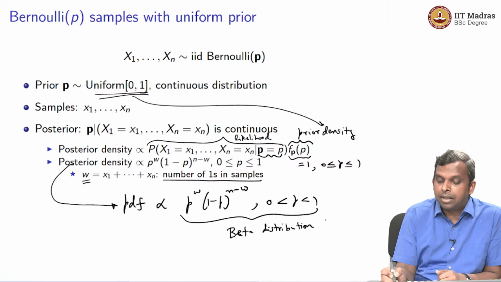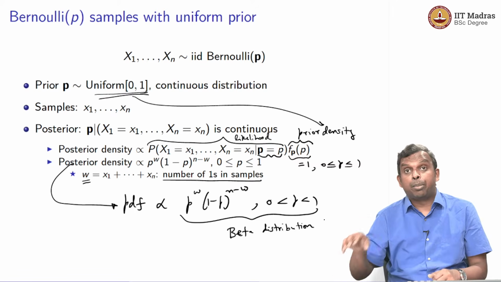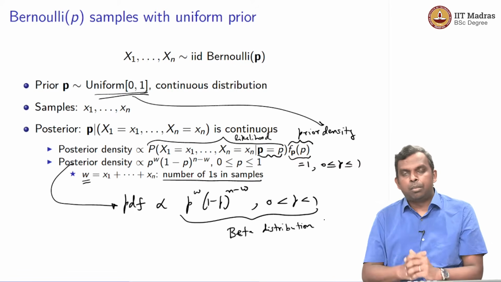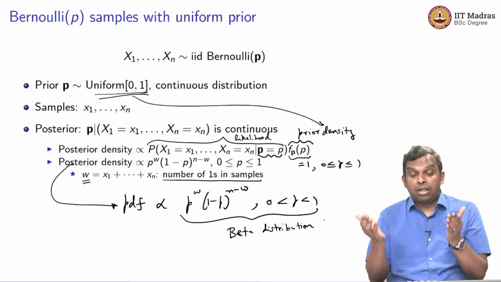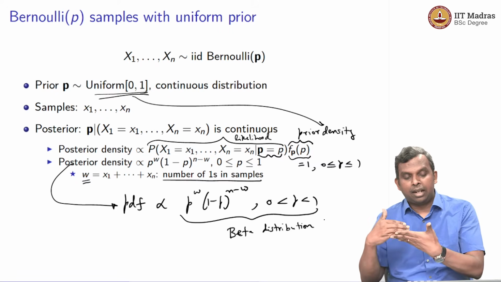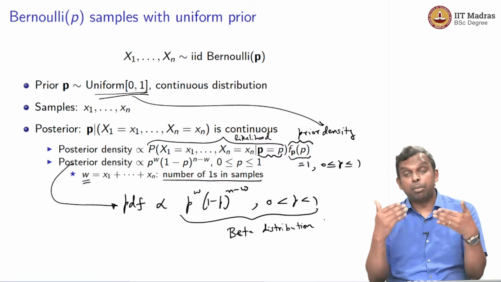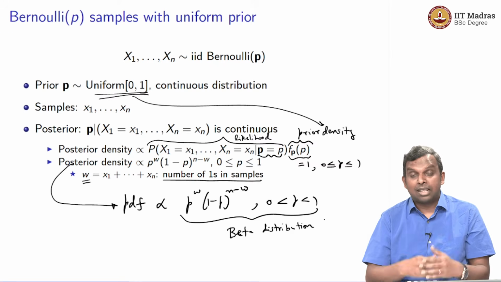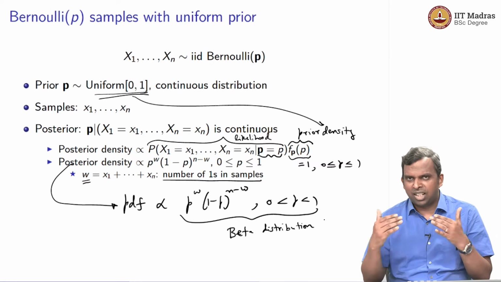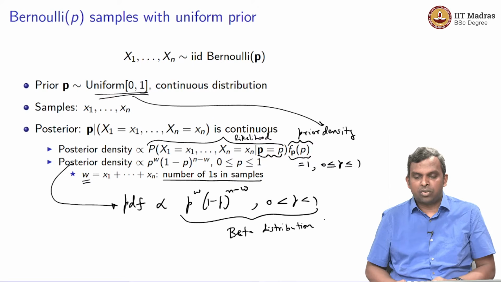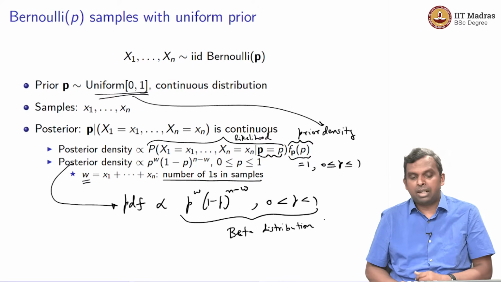Notice what has happened here, it is an important thing to notice. The prior distribution was uniform between 0 and 1, and the likelihood multiplied the prior and made the posterior distribution into a beta distribution. So notice how the posterior is influenced very nicely by the prior distribution and by the likelihood.